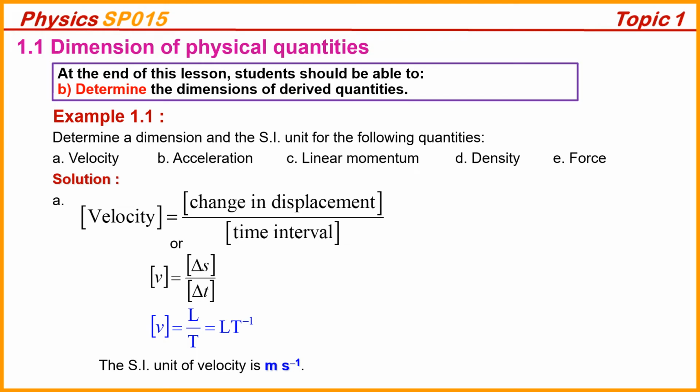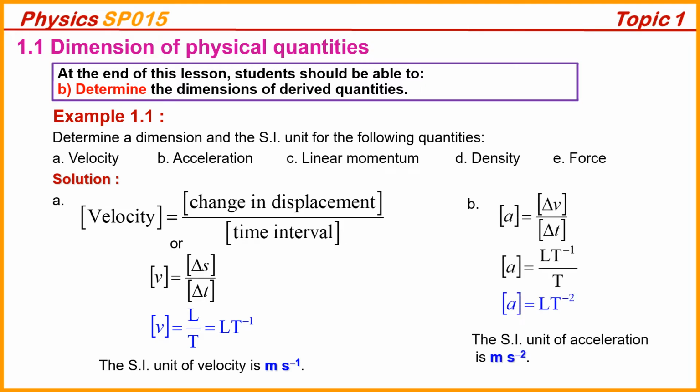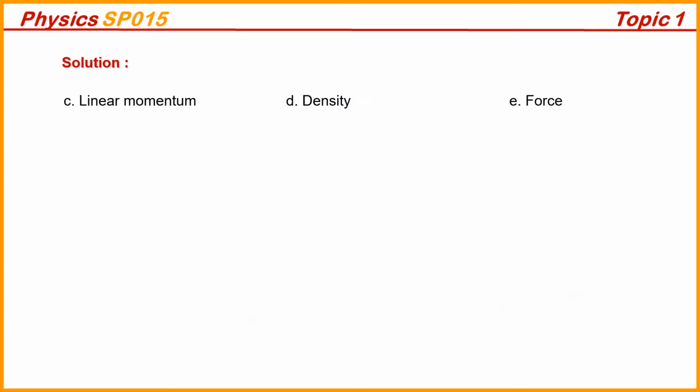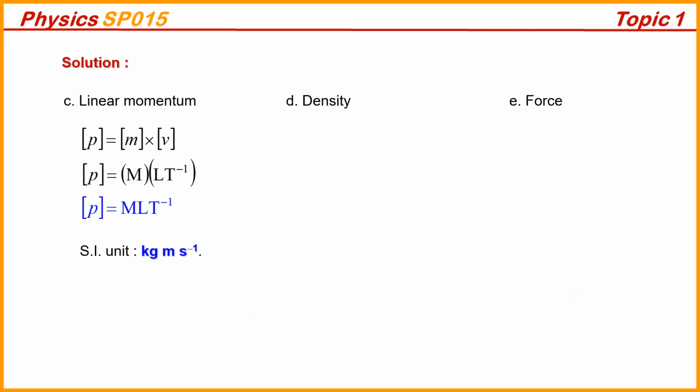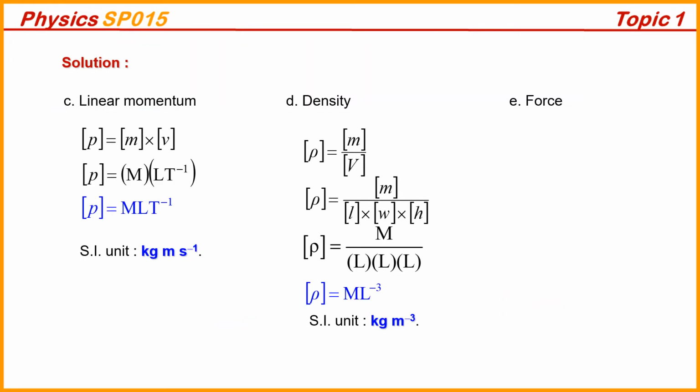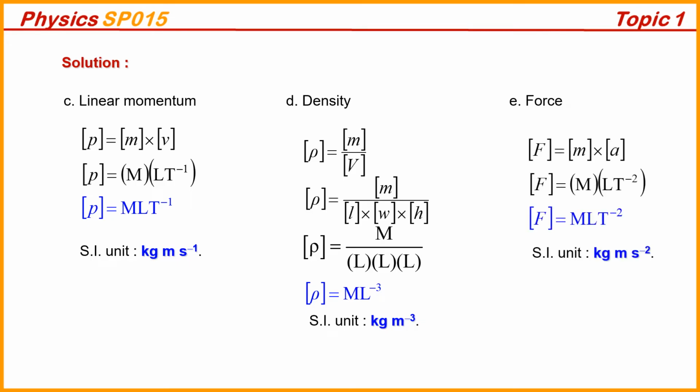And if you refer to table 1.1, you can identify the SI unit for velocity, which is, L is the dimension for length, the unit is meter, and T is the dimension for time and the unit is second. So we get the SI unit for the velocity is meter per second. Okay, this is the example of how to determine the dimension and the SI unit for the acceleration, for the linear momentum, for the density, and also for the force.